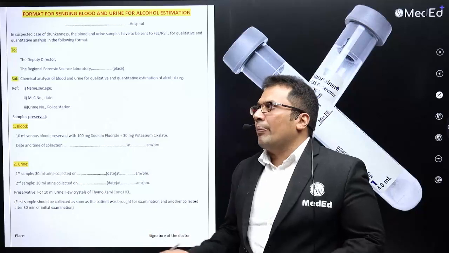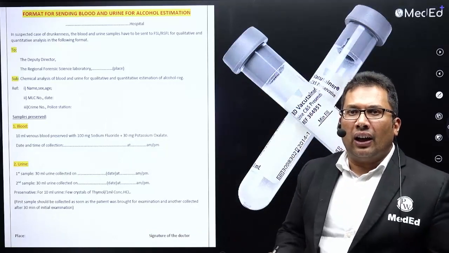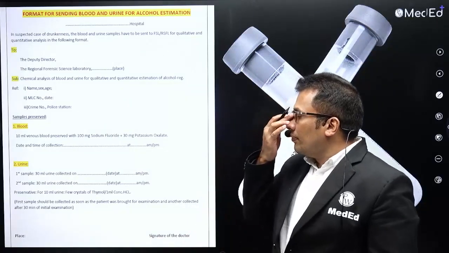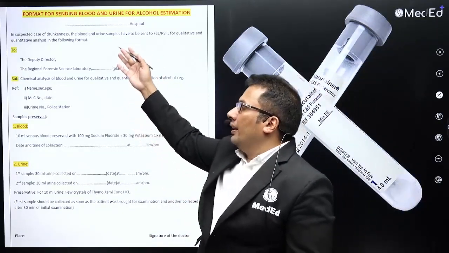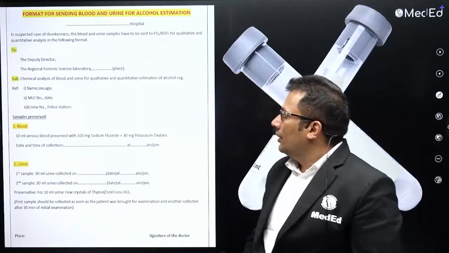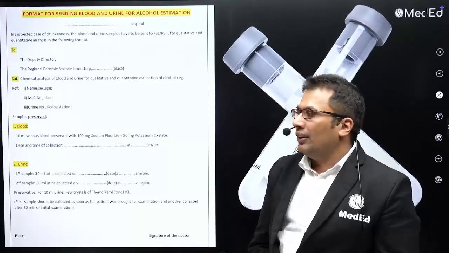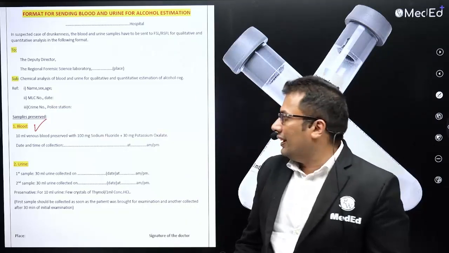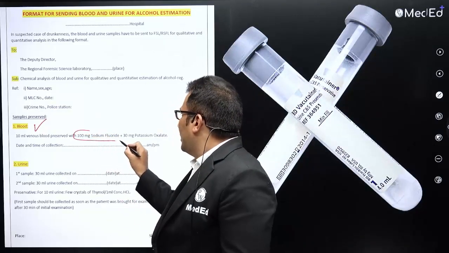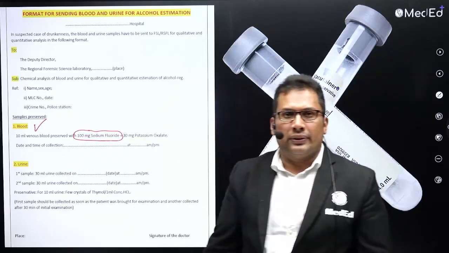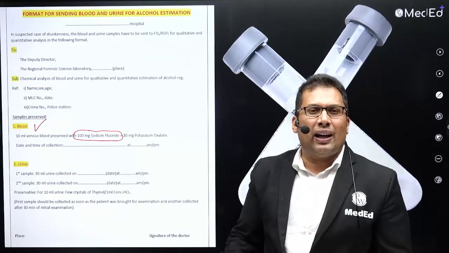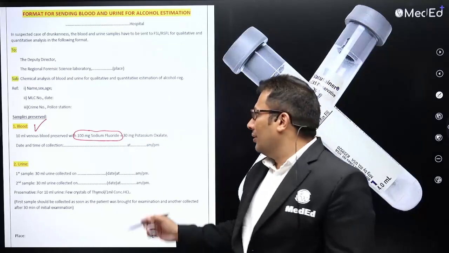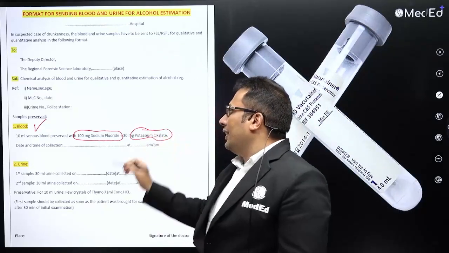Then what is the format for sending blood and urine for alcohol estimation? All the preliminary details you need to mention. Samples preserved, basically the blood. How much blood is needed? 10 ml of venous blood with 100 milligram of sodium fluoride. The question can be asked, mechanism of sodium fluoride. It inhibits enolase enzyme of glycolysis. Then potassium oxalate is the anticoagulant.